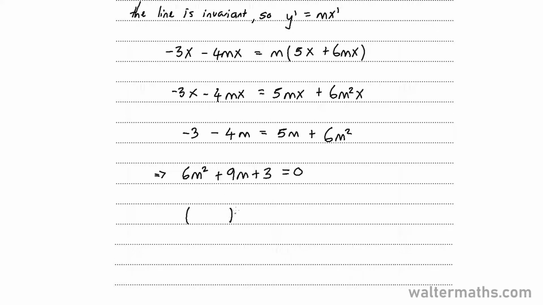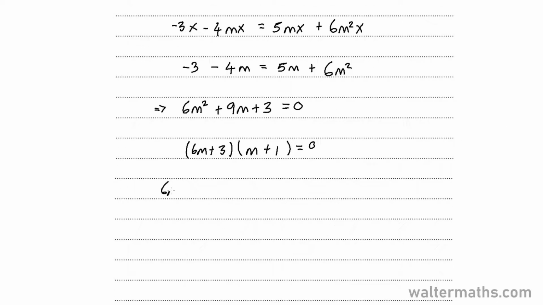So factorizing, we will get inside the bracket 6m plus 3 and m plus 1. So it's either 6m plus 3 that's equal to 0, where m will come out as minus a half, or m plus 1 is equal to 0, where m comes out as minus 1. So these are the two possible values of m.